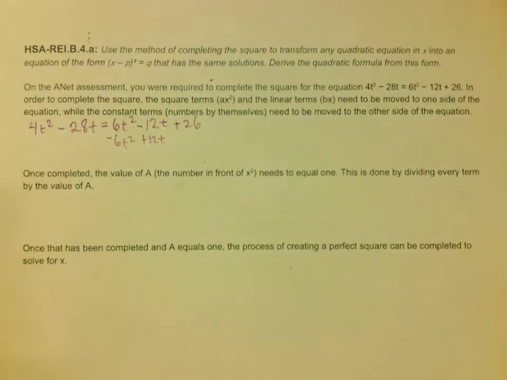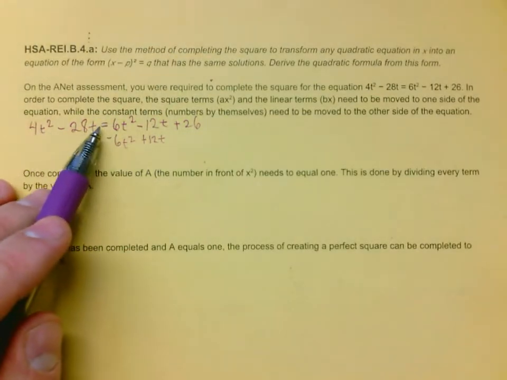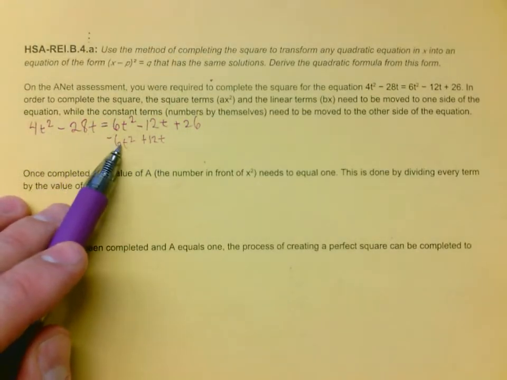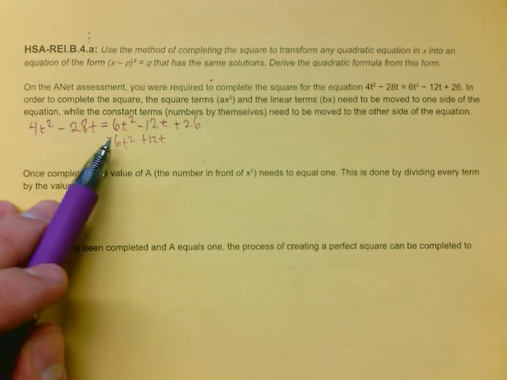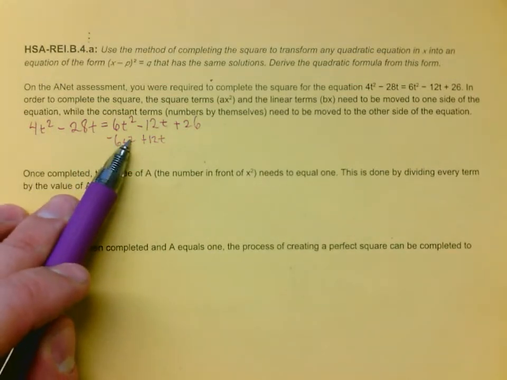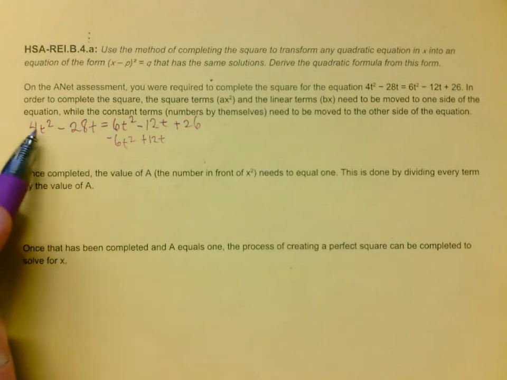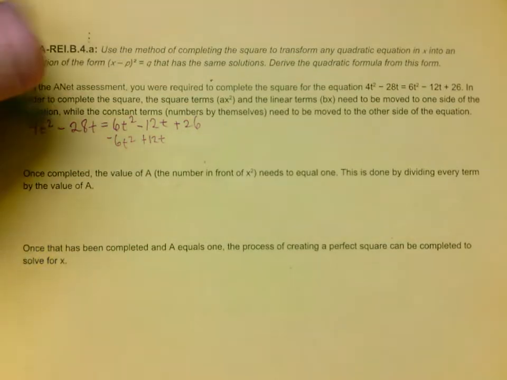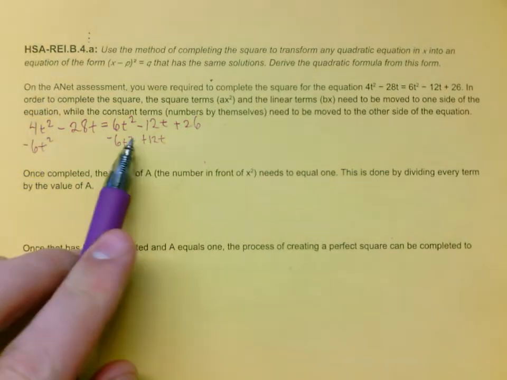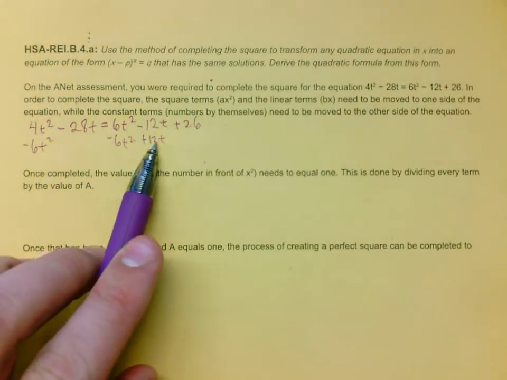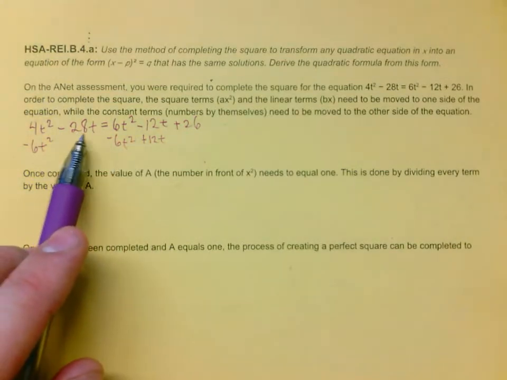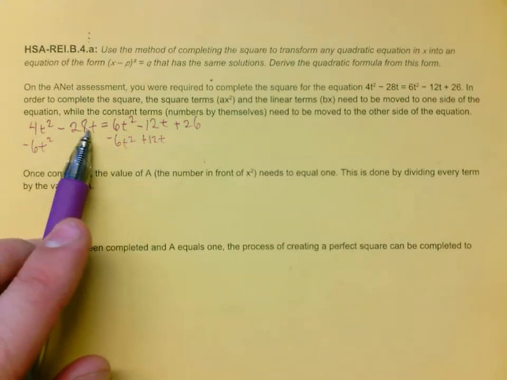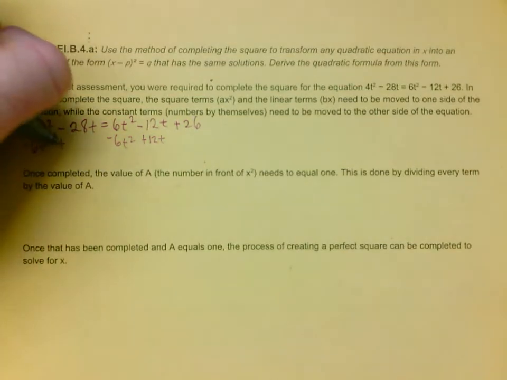Now remember, to keep an equation the same, if I do something to one side, I've got to do it to the other. So if I subtract 6t squared here, I also need to subtract it from the t squared term on the left, minus 6t squared. And if I add 12t on the right side, I've also got to do it over here on the left, adding it to the term that has a t, plus 12t.